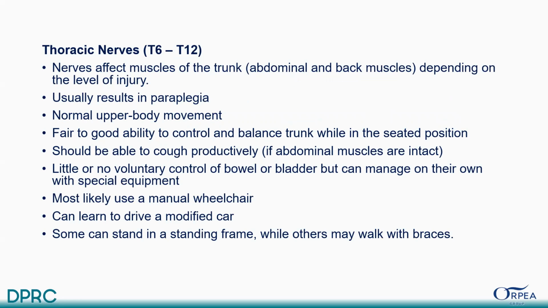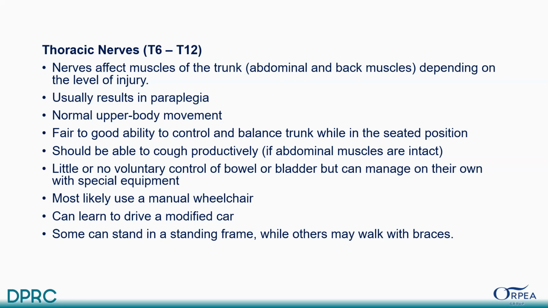Thoracic nerves, T6 to T12. At this level of injury, the nerves affect muscles of the trunk depending on the level of injury, and it usually results in paraplegia. They have normal upper body movement, and fair to good ability to control and balance the trunk while in a seated position. They should be able to cough productively if abdominal muscles are intact. This also depends on the level of injury.